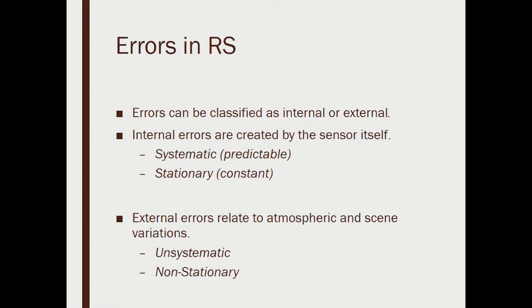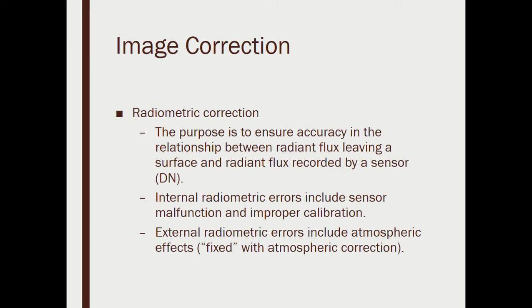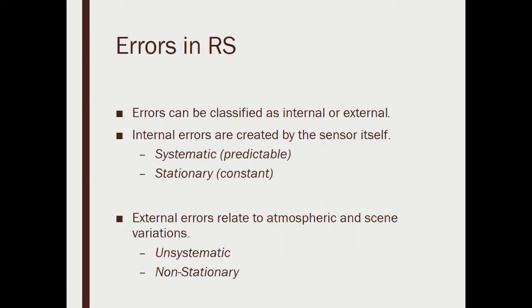So usually, what are the errors in remote sensing? Errors can be classified as internal or external. Internal errors could be created by the sensor itself due to degradation of the sensors over time and so on. They could be systematic, that is predictable, or stationary, that is constant. However, there are external errors related to atmospheric and scene variations, such as unsystematic and non-stationary errors, which are all scene dependent. And after this, we will go to image correction.